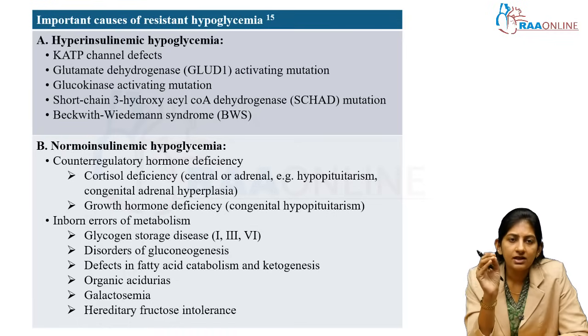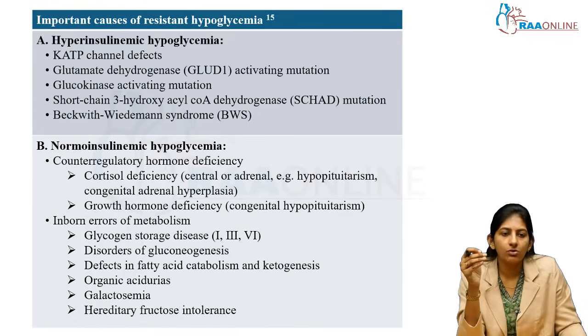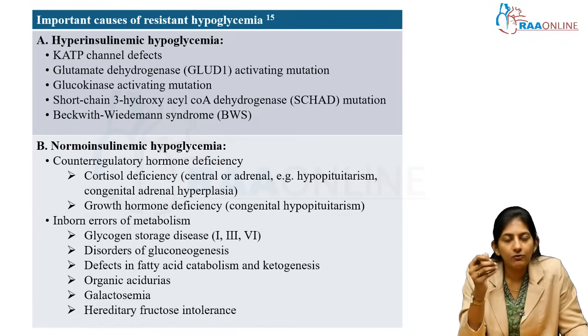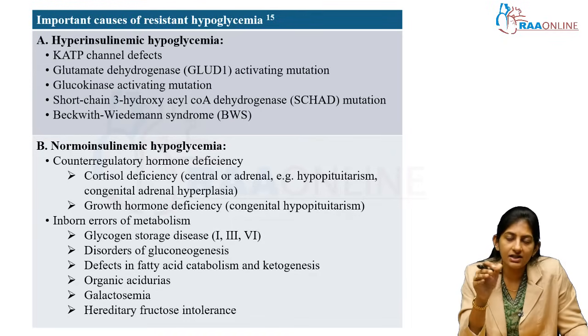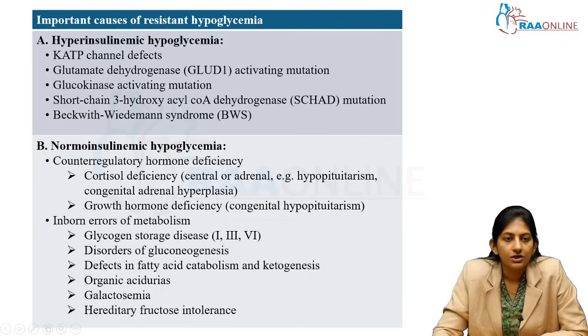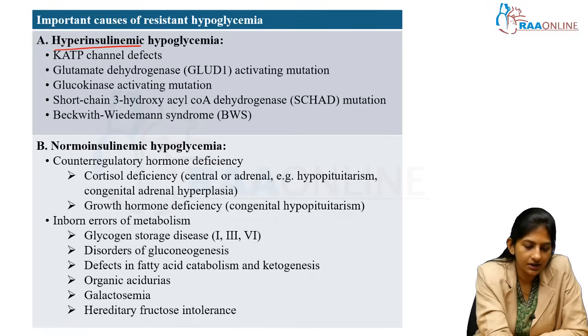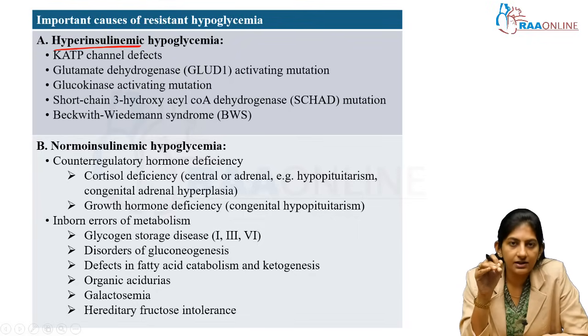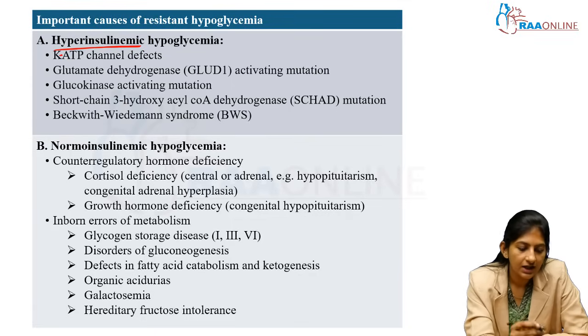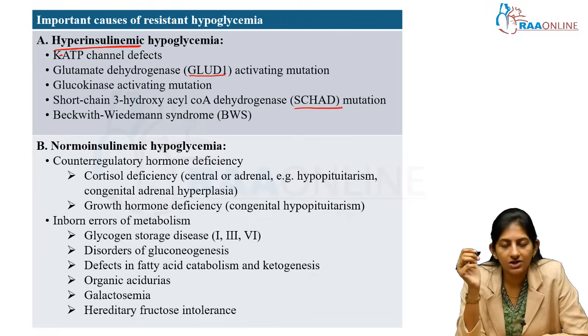And these are the important causes. So I have just mentioned the hyperinsulinemic states. Here I have mentioned a few conditions which are causing hyperinsulinism, and some conditions with normal insulin levels but which are causing refractory hypoglycemia are also mentioned here. So first look at this row over here. This is hypoglycemia secondary to hyperinsulinism. Most of these are congenital conditions, and some of them are genetic defects like potassium ATP channel defect, glutamate dehydrogenase defects, short chain hydroxyacyl CoA dehydrogenase mutation.